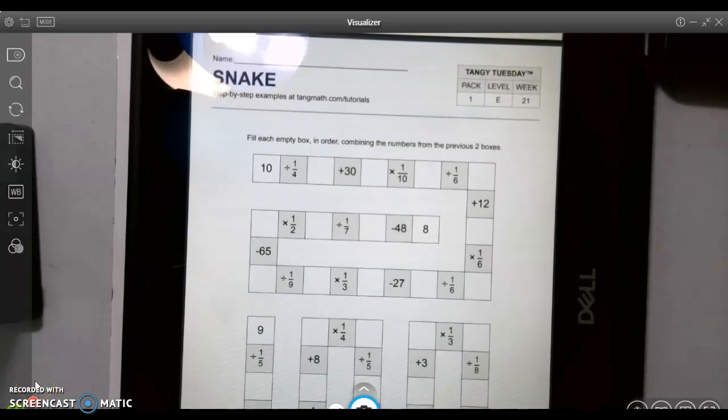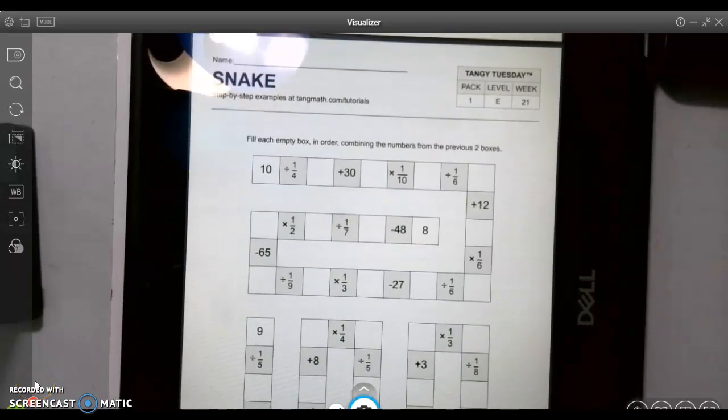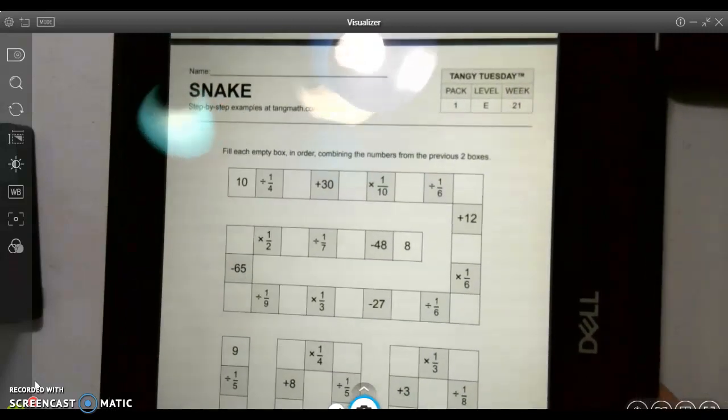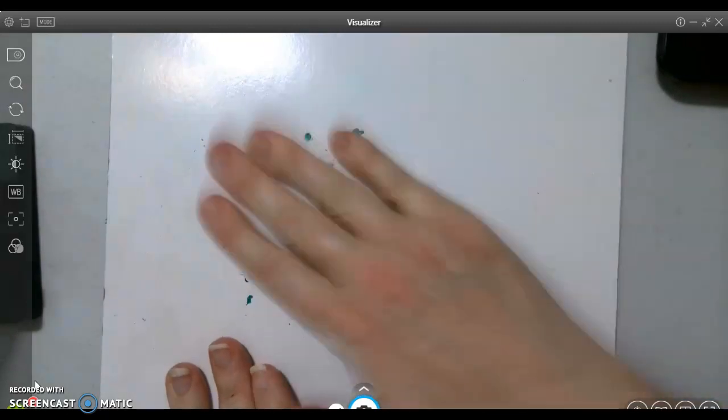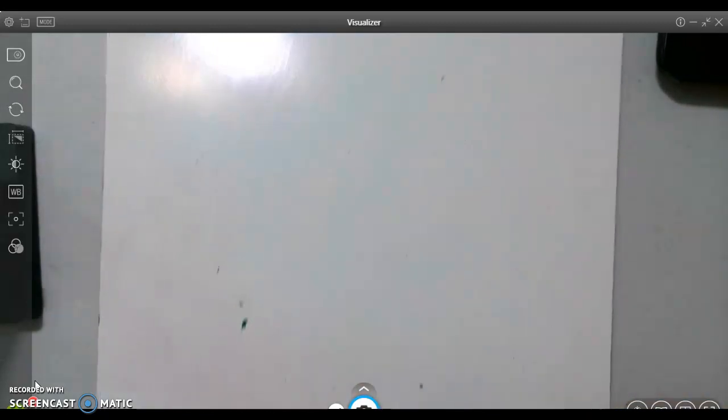Okay, boys and girls, I know that snake this week is a little bit challenging, so Mrs. Twinter wants to show you how to do snake. So on the first one, it's 10 divided by 1/4. Well, Mrs. Twinter realizes that we haven't done that yet, so I would like to show you how to do that. And it's real simple.